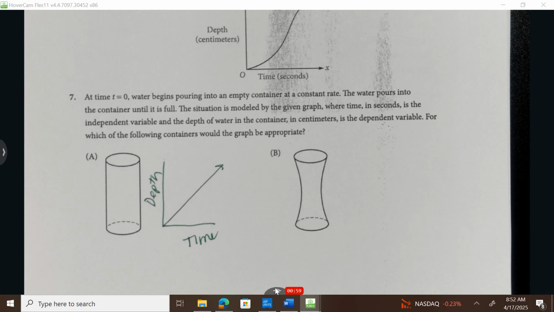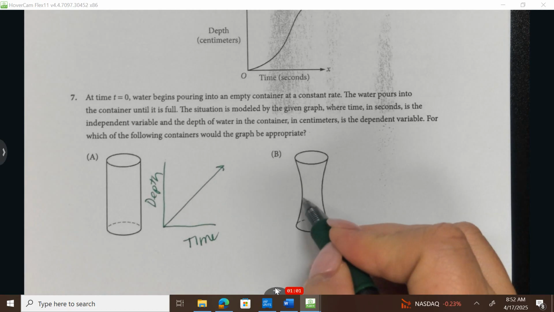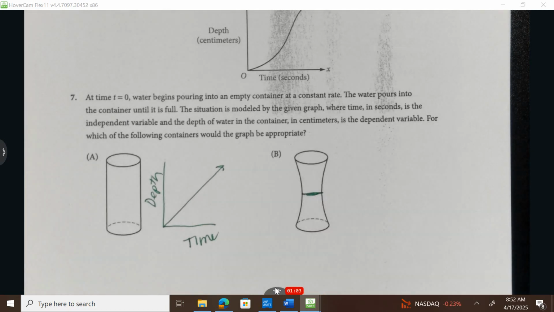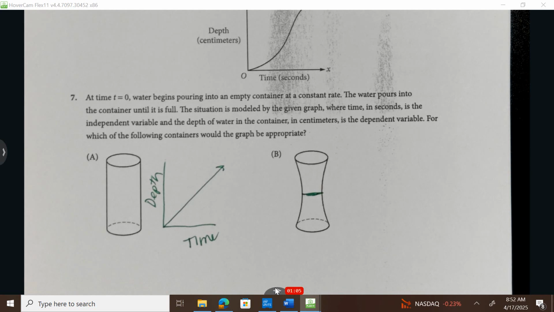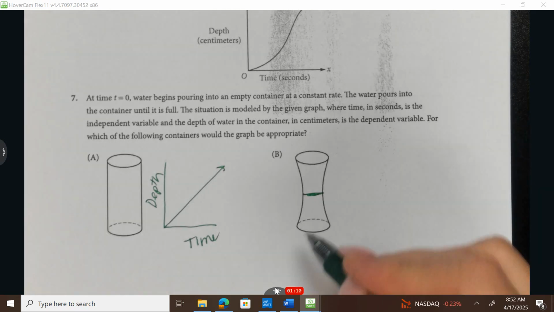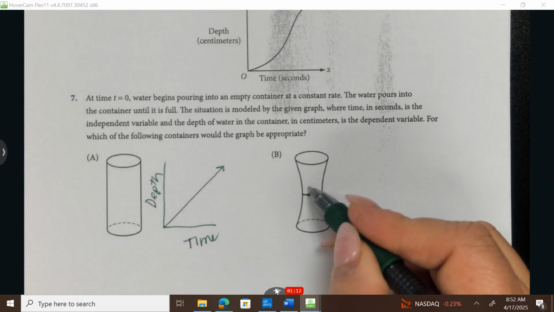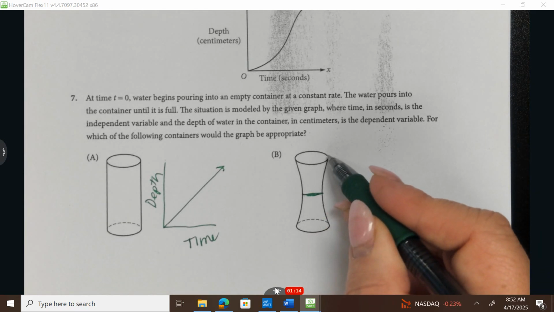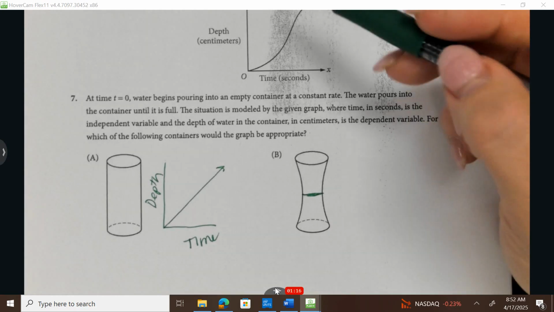And this is because the diameter here, the width across the container, decreases midway through this container, and then it increases again. So it's larger, and then it gets smaller, and then it gets larger again. And this behavior can be shown in the graph above.